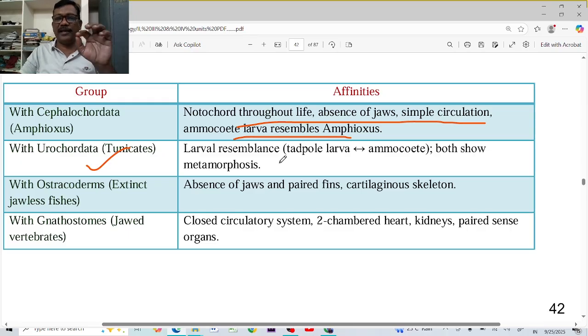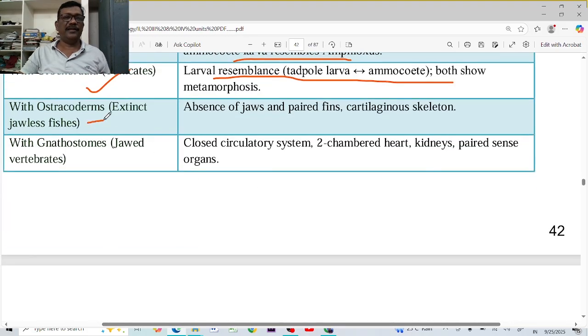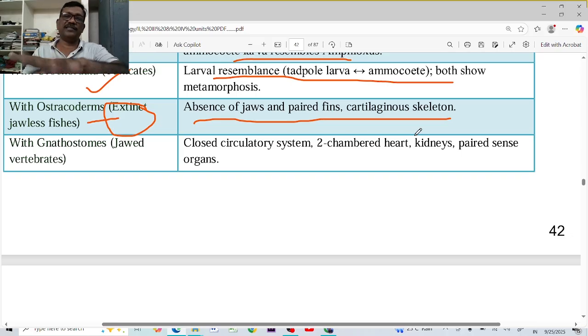does the cyclostomata have any affinities with the urochordata? The tadpole larva of the urochordata resembles some characters of the cyclostomata, the presence of 4 or 5 chordate characters in them. And the ostracoderm fishes, actually these are extinct jawless fishes. The absence of jaws and paired fins, and the cartilaginous skeleton in the ostracoderm fishes are also present in the cyclostomes. That's why the cyclostomes are closely connected with the extinct ostracoderms.